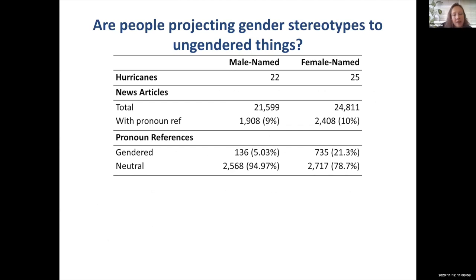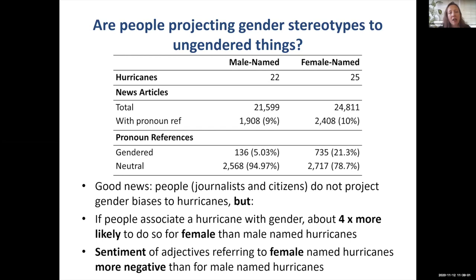Good news, not a whole lot. When people, and by that we looked at journalists as well as citizens who get quoted, refer to hurricanes, most often they do not use a gendered pronoun. Okay, that's good. But when they do, we again see significant differences in the results. So if people do use a gendered pronoun, they are more likely, four times more likely, to do that for female named hurricanes than for male named hurricanes.